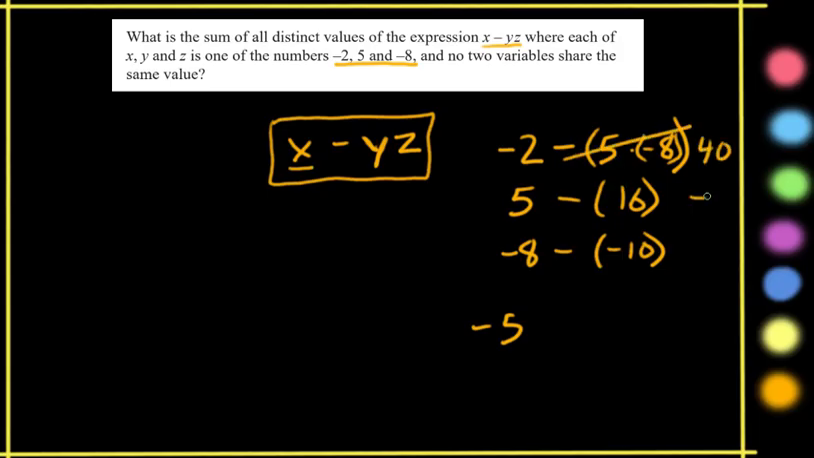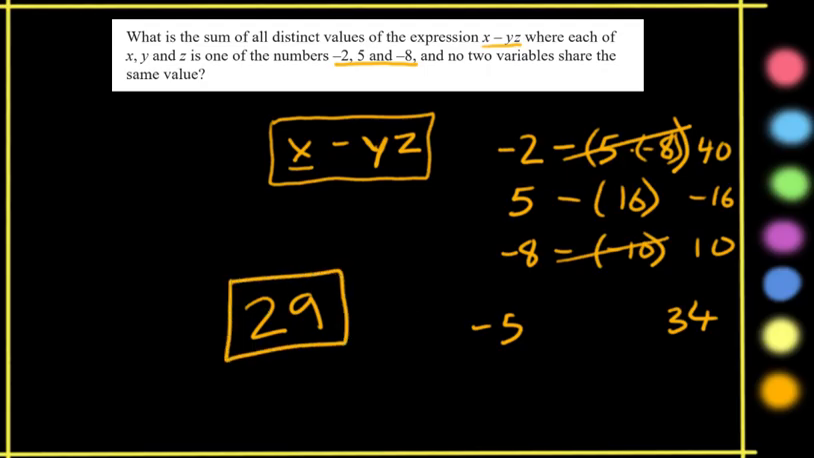And the negative 16, and then this is negative 10, that's just going to be 10. So we have 50 minus 16, that's going to give us 34. So now we add these 2 together and we get 29 as our final answer for this one. All right, let's go ahead and move on to problem number 4.